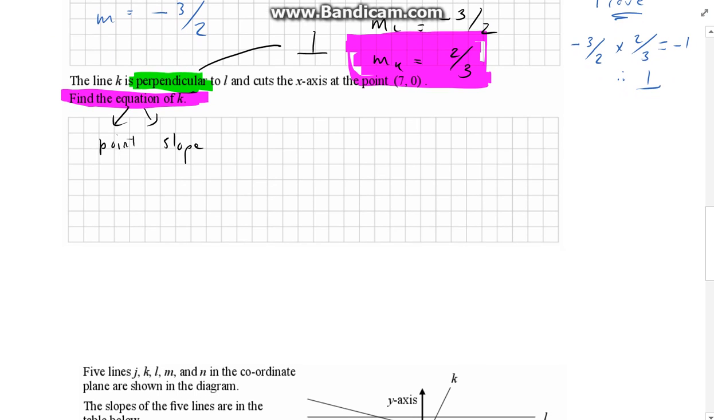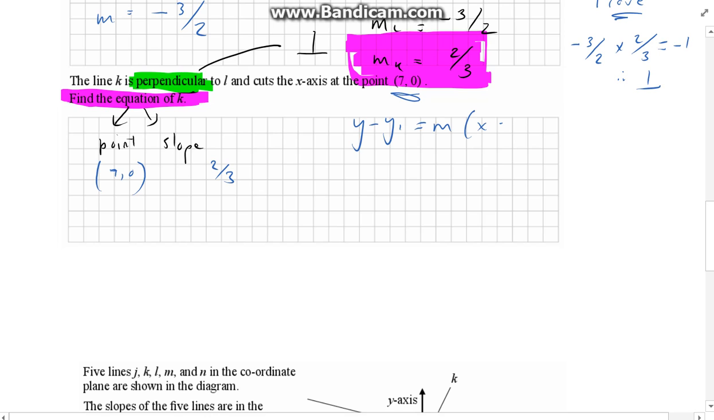It said find the equation of K. For the equation of a line we need to know the point. They gave us a point here: 7, 0. And we need to find the slope. We said it was perpendicular, therefore the slope was 2 over 3. When we're trying to find the equation of the line, you go to your log tables, find the equation and fill in. So you'll have y minus y1, x1. So y minus 0 is equal to 2 over 3 times x minus 7.